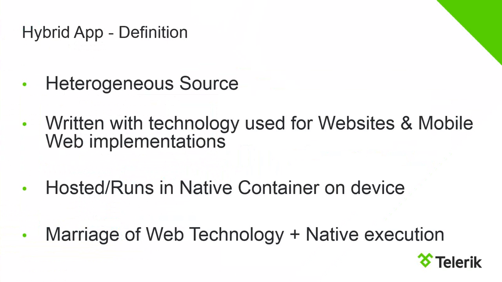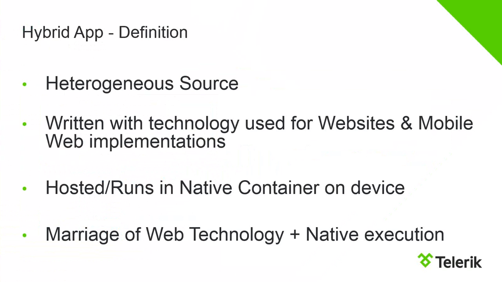A hybrid app is something which is done using heterogeneous sources, meaning it's written with technology used for websites and mobile web implementation. So that means you're using HTML, you're using JavaScript, you're using cascading style sheets. So it's all three different sources. It's not as if I am always on Java, or always on Objective-C, or always on Visual C#. Rather, here it's a heterogeneous source that you use: HTML, JavaScript, and CSS. So it's written with these technologies.